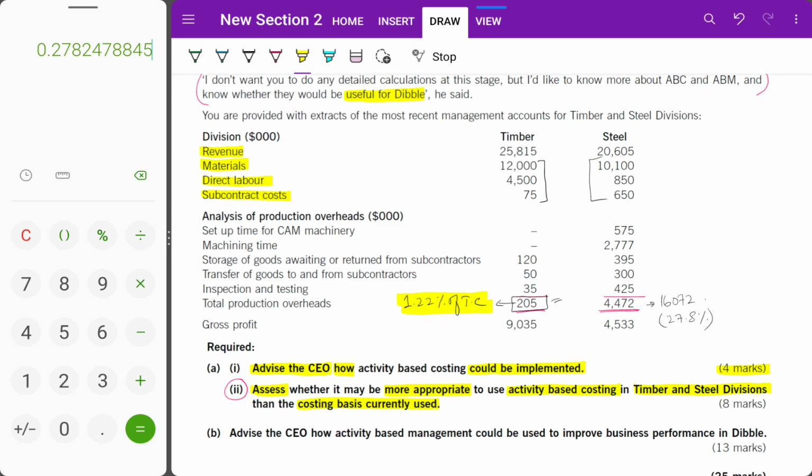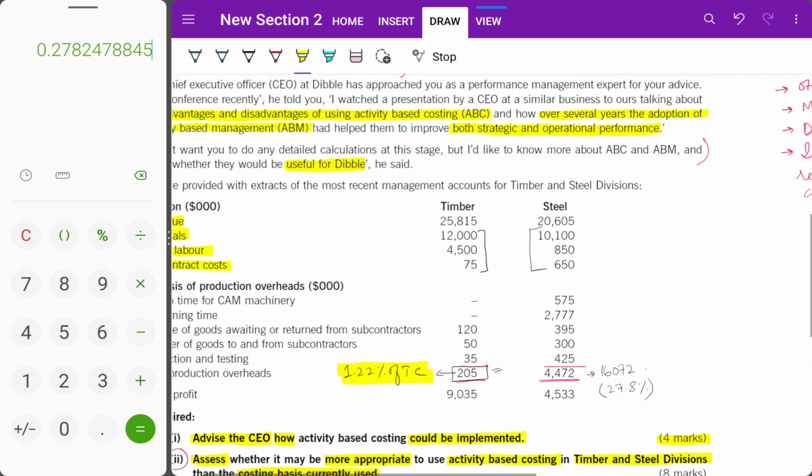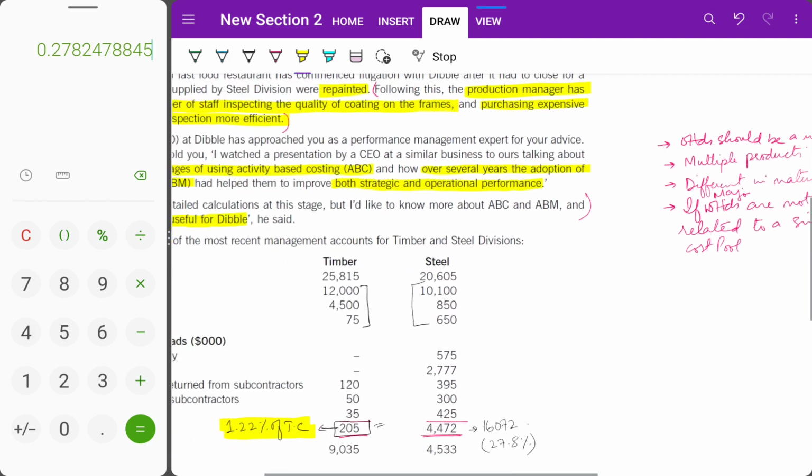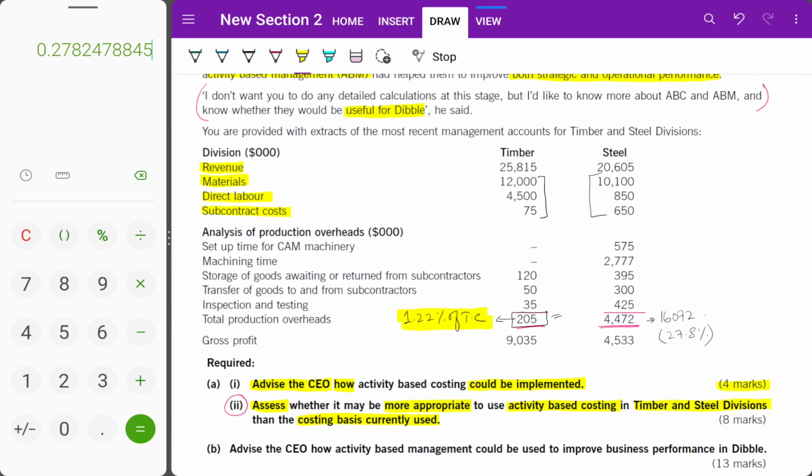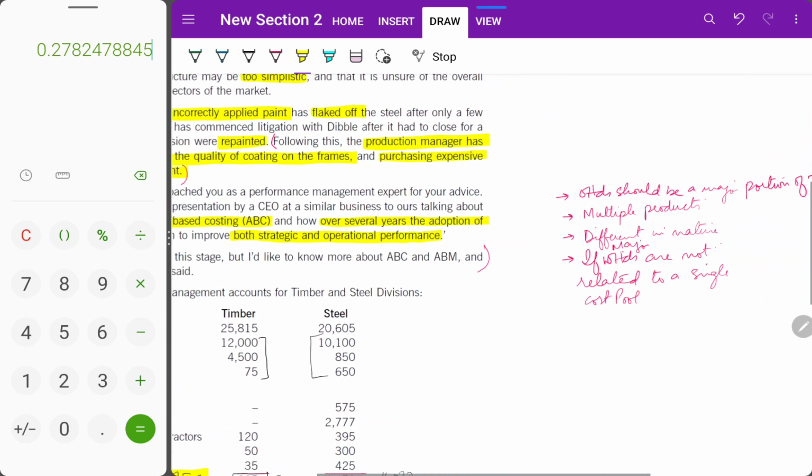So obviously, the first point is against the use of ABC, because if someone is recommending it, that means you are supposed to do so much work just to change 1.22% of the cost, right? So the first point is not in favor of ABC, that is against ABC, right? The second one is what? And what about the steel division? Yes, steel division total overheads are 28%, which is a significant amount.